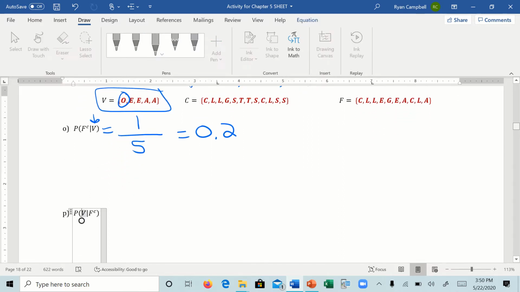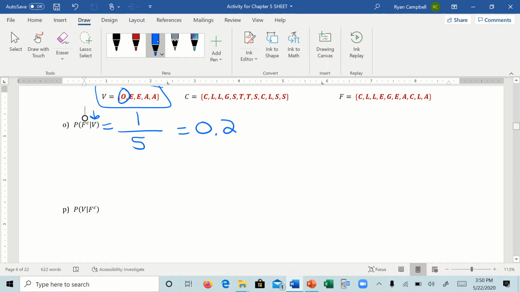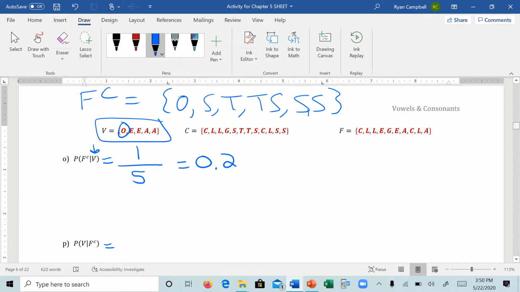All right, part F. So probability of V given the complement of F. This time we're only looking at the letters in the complement of F, which are 1, 2, 3, 4, 5, 6, 7. Out of all of these, how many are vowels? Just 1. So that's 1 out of 7, which is about 0.143.